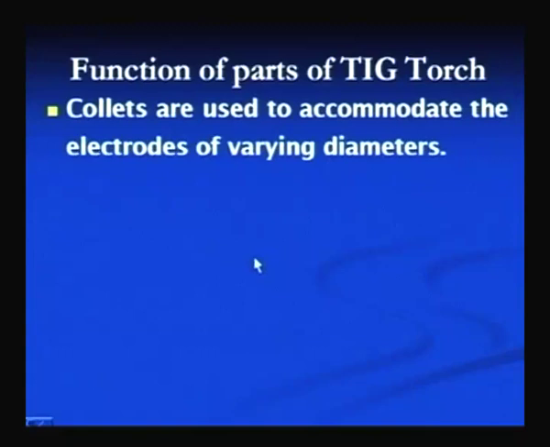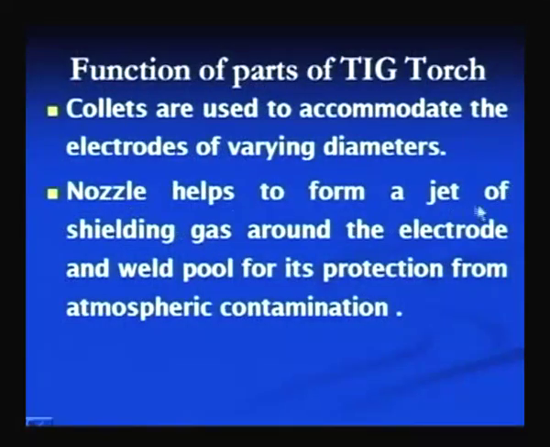The functions of the parts of the TIG torch can be seen here in slightly more detail. The collets are mainly used to accommodate electrodes of varying diameter. We may have to use collets of different types or sizes, so that the electrodes can be held firmly with a firm electrical contact, so that the desired power can be supplied to the electrode for striking the arc. The nozzle helps to form a jet of the shielding gas around the electrode and the weld pool for its protection from atmospheric contamination.